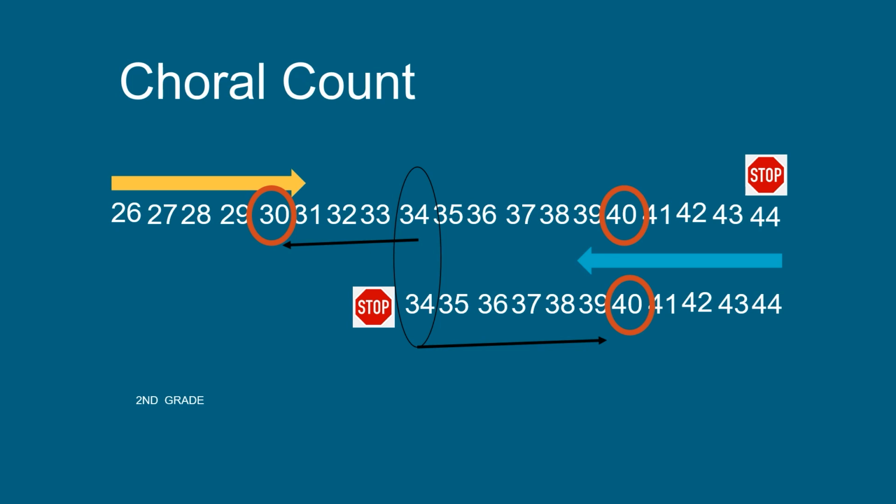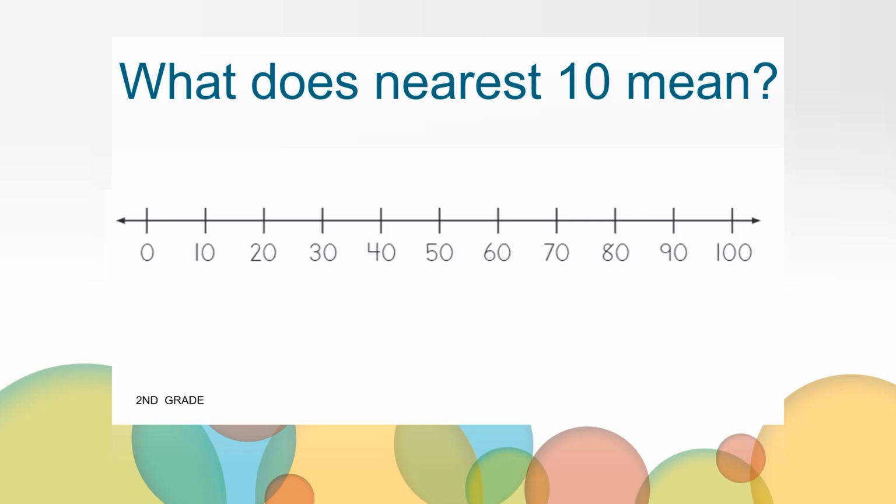When we think about which 10 a number is closest to, we call that rounding. We're going to be thinking about rounding today. What does nearest 10 mean? If we're trying to find the nearest 10 is any multiple of 10, the numbers that you say when you count by tens starting at 0.